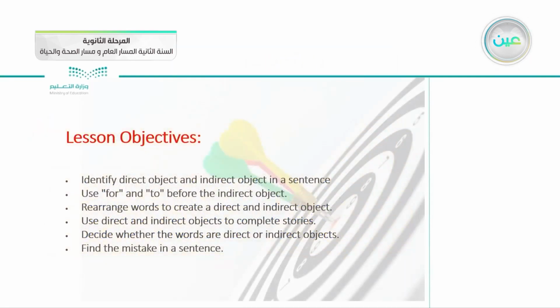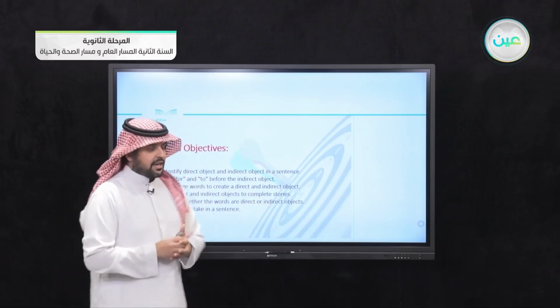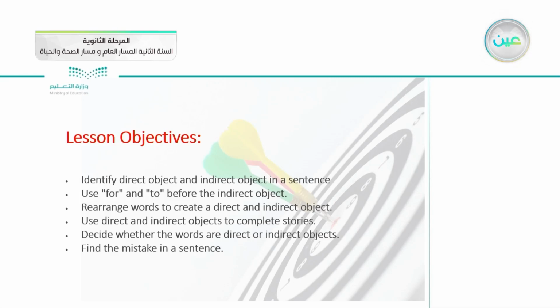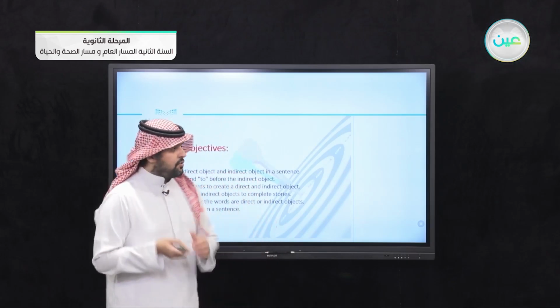So these are today's objectives for the grammar. The first one is to identify direct object and indirect object in a sentence. So we'll be studying direct objects and indirect objects, so pay attention to that. The use of for and to before the indirect object. Rearrange words to create direct and indirect objects. Use direct and indirect objects to complete stories. Decide whether the words are direct or indirect objects. Find the mistake in a sentence. So we'll be studying today direct and indirect objects and the use of for and to.